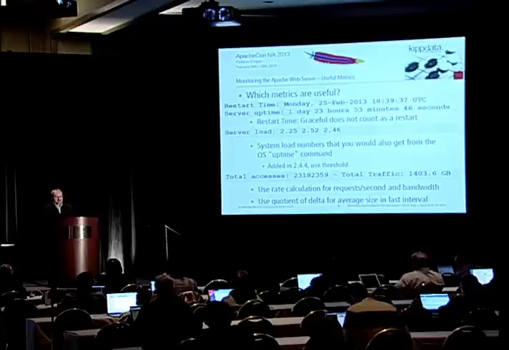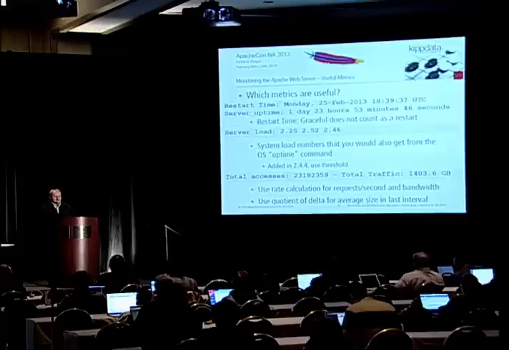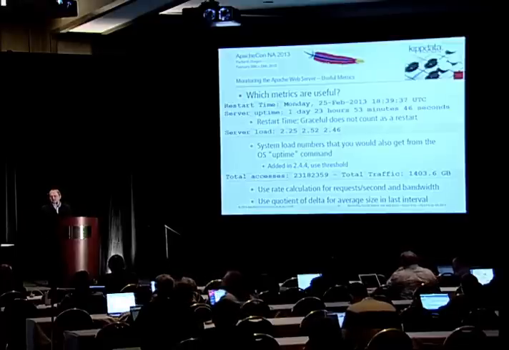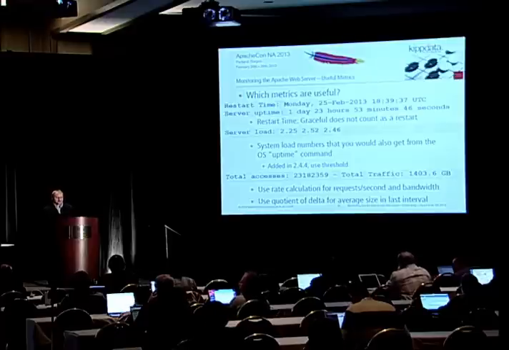Then the next line gives us the server load. That's a very recent feature that's only available in 2.4.4. It's the same kind of data that you would get when running the uptime command on the system itself. It's the normal load, the run queue length in the three different average intervals.